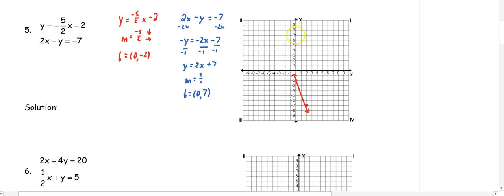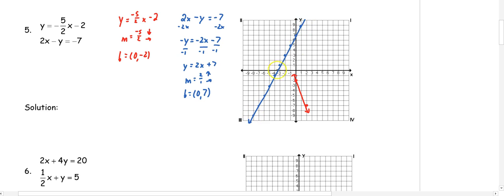Now, when I go to graph this, I go to 0, 7, and my slope is up 2, right 1. Notice, though, that my graphs aren't going to intersect right now. So what I'm going to do then is use the opposite of the slope from my y-intercept. So instead of going up 2 and right 1, I'm going to go down 2 and left 1 to make my line going the other direction so I can hopefully find an intersection point. So I'm going to go all the way across the graph and draw my line.